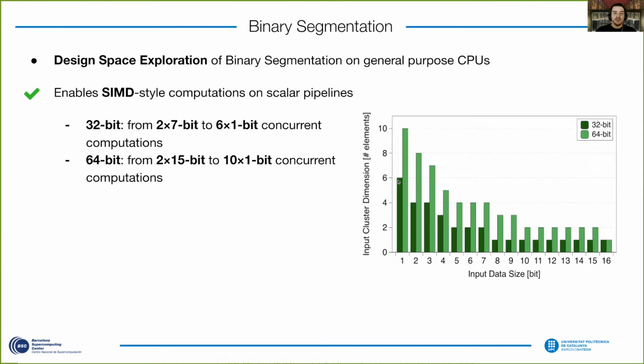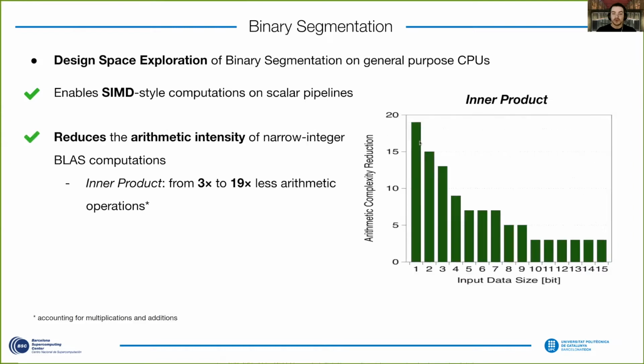As you can see from the image, for a 32-bit architecture, it is possible to cluster from 2 7-bit elements up to 6 1-bit elements. While for a 64-bit architecture, it is possible to cluster from 2 15-bit elements up to 10 1-bit elements. For the inner product example, that means that in a 64-bit architecture we can save from 3x the arithmetic complexity for 15-bit computation up to 19x the arithmetic complexity for 1-bit computations.